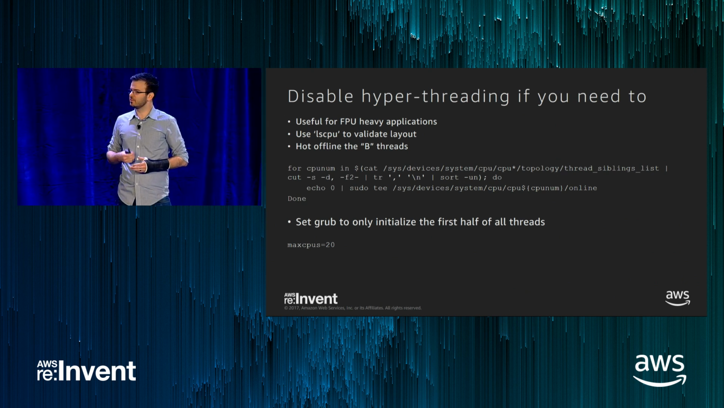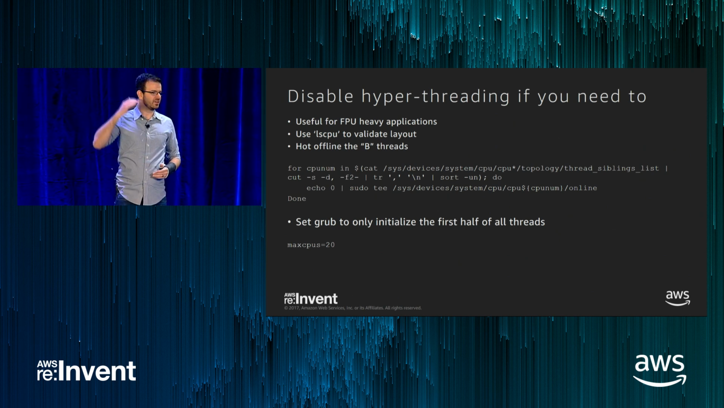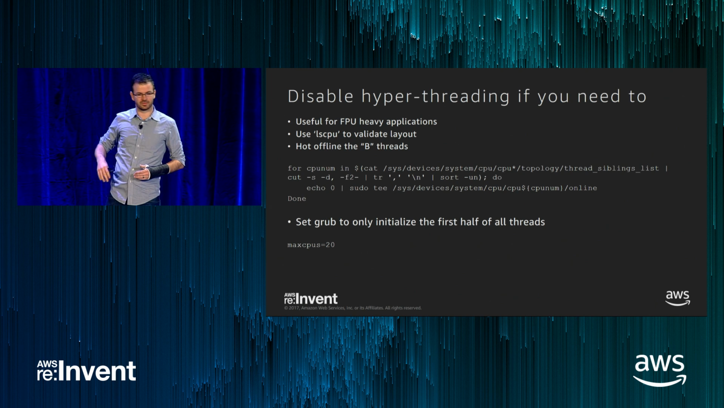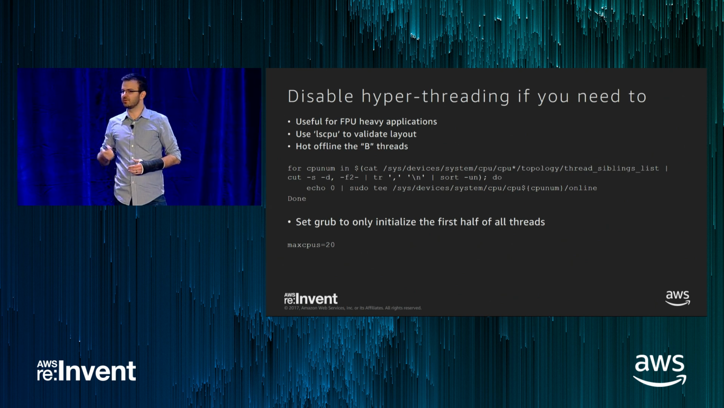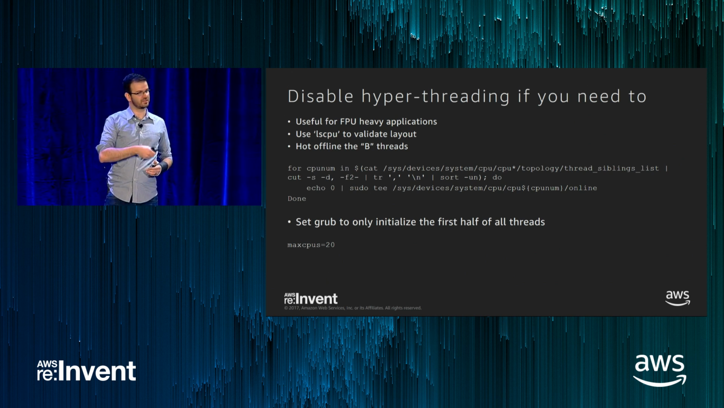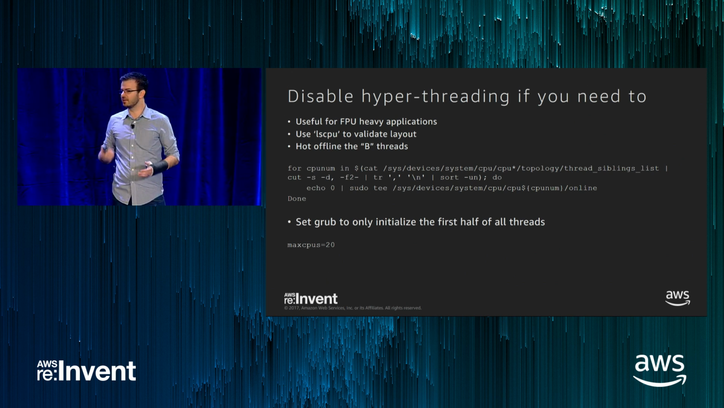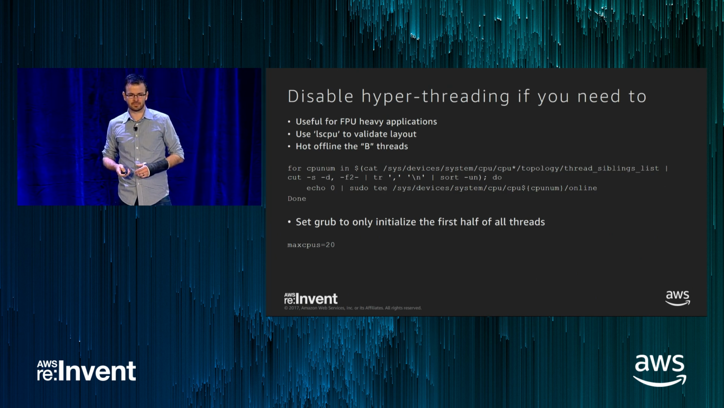On Windows, it's a little bit difficult because Windows interleaves the threads instead of having the first set of A threads before the B threads. So in order to disable hyperthreading on Windows, you have to use things like CPU affinity to lock processes to specific physical cores. But at the end of the day, it'll have the same effect.